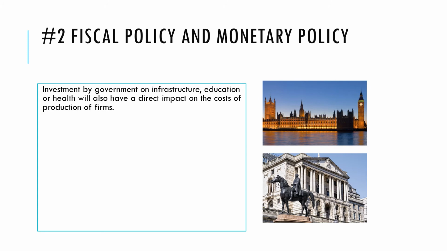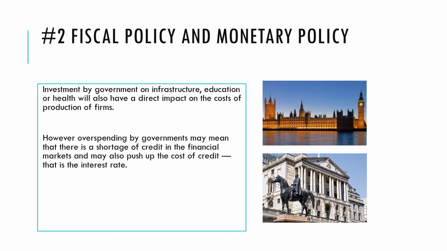A second example might be a conflict between fiscal policy and monetary policy. Let's say there's been investment by government on infrastructure, education, or health. Now, this might also have an impact on the cost of production for firms. If governments spend a lot of money and to do this they borrow money, they might find they're using up a lot of credit in the financial markets and also pushing up the cost of credit, which is in effect the interest rate that other businesses will be borrowing at.